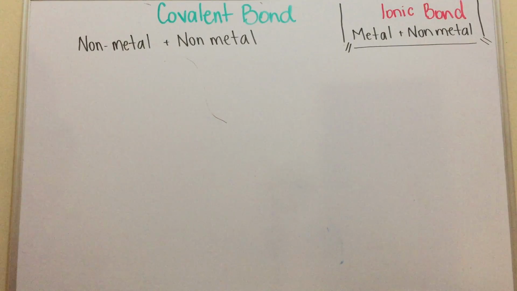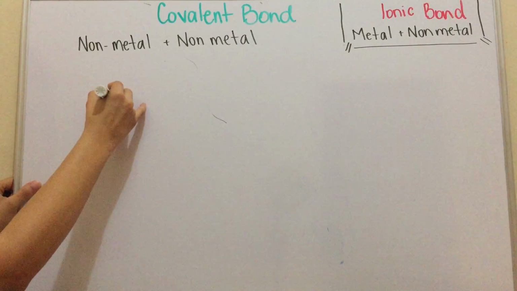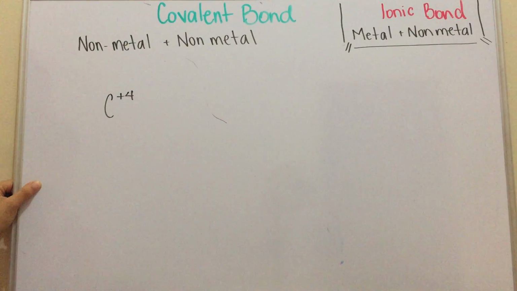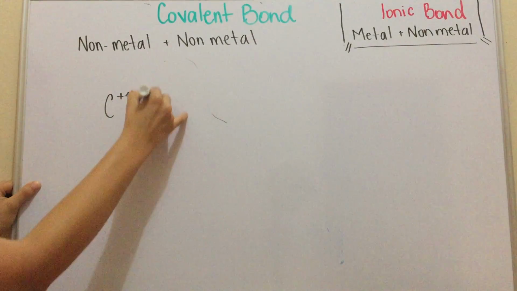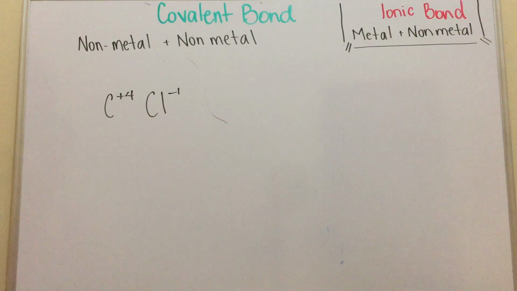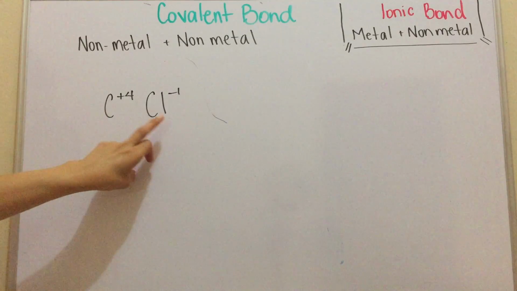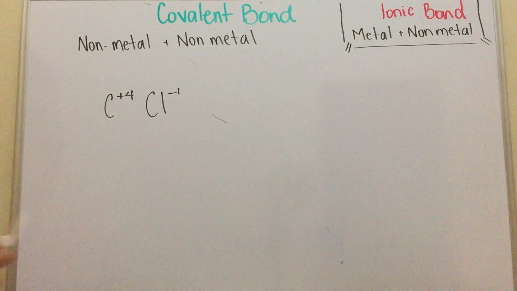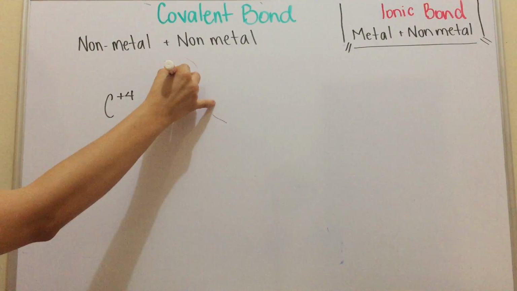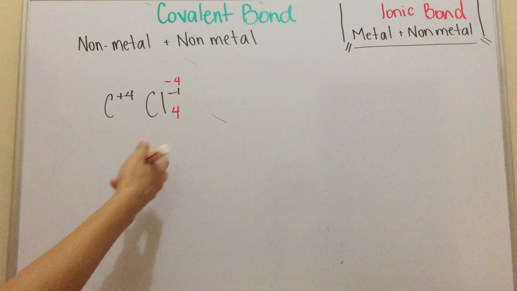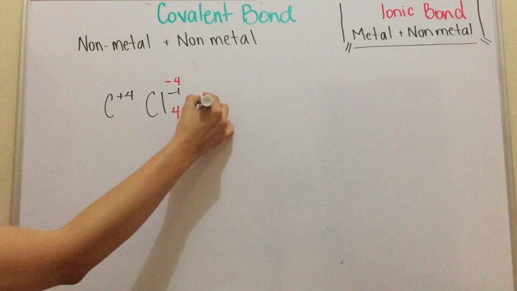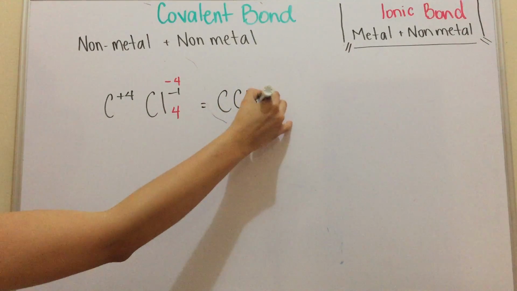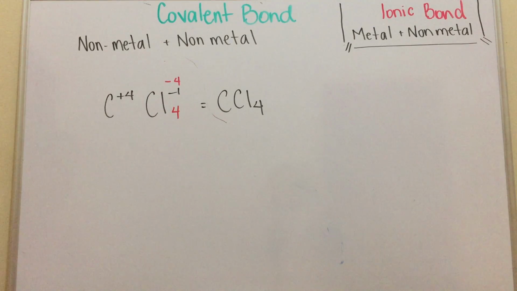Alright, let me see. We can have carbon again with a charge of +4, and we're going to use chlorine with a charge of -1. Carbon can have a charge of +4, chlorine has a charge of -1. We need to make chlorine a -4, so I put a 4 on chlorine because 4 times -1 is going to give me -4. +4 minus 4 is equal to 0, so my chemical compound is going to be carbon chlorine, like that, CCl4. Alright, this is covalent bonding.